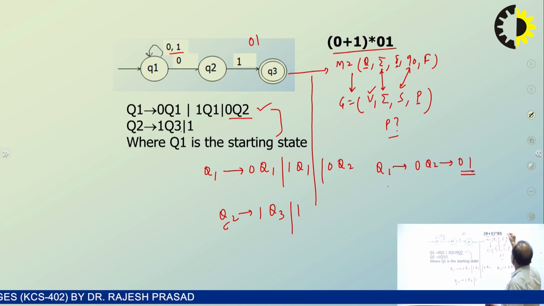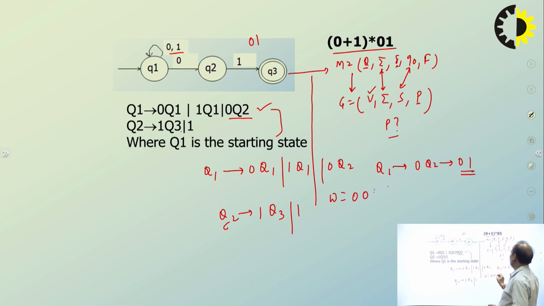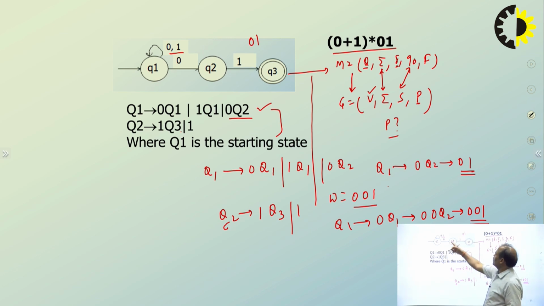So let's see whether it is accepting W equal to 0, 0, 1 or not. Yes, it can. Start from Q1. 0, 0, 1. So 0 Q1, you can take 0 Q1, right? And again you can go, 0 Q1 is replaced by 0 Q2. And then Q2 can go to 1. So this is accepting 0, 0, 1. Definitely 0, 0, 1 is also accepted. So this grammar is equivalent to the finite automata.